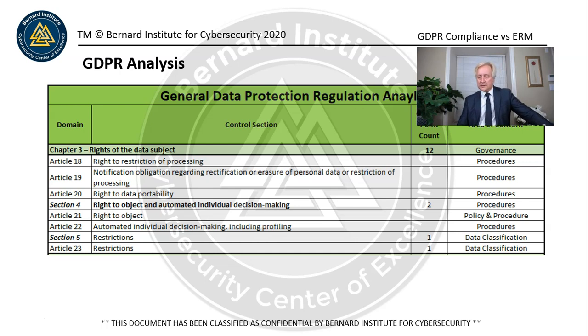18, rights of the data subject. So again, this is about governance. It's about having procedures to protect against the restriction of processing. You might have standards as well about that. Notification obligation regarding rectification and erasure of personal information. So we need to have procedures around that. Some of those would involve communication, but they certainly involve a workflow.